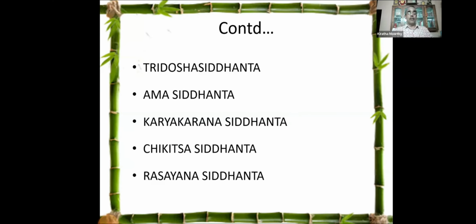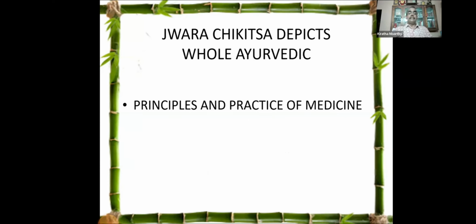And Tridosha Siddhanta, Ama Siddhanta, Karya Karana Siddhanta, Chikitsa Siddhanta, and Rasayana Siddhanta. So we shall see. So Jwara Chikitsa depicts old Ayurveda. Formerly in Kerala, there were the Vaidyas of Kerala. Formerly they were teaching the first 14 chapters of the Ashtanga Hridaya.